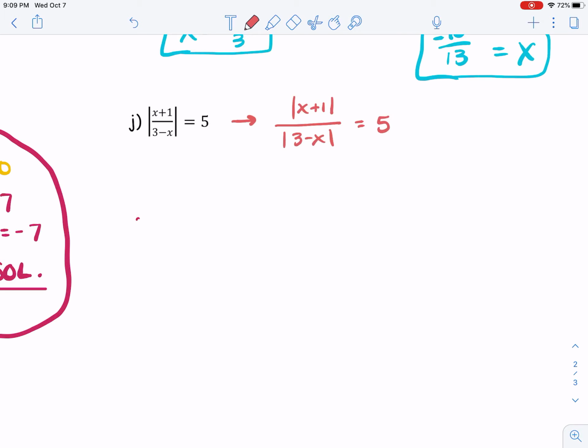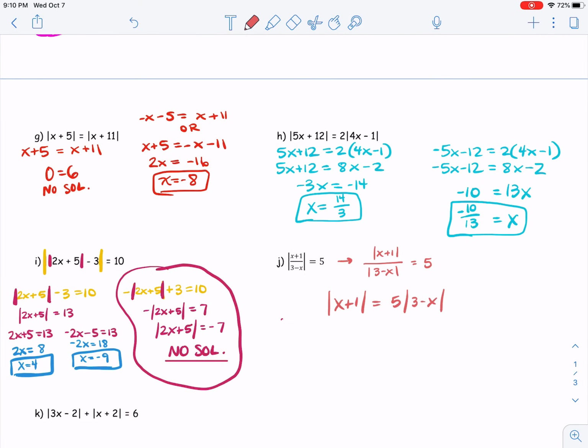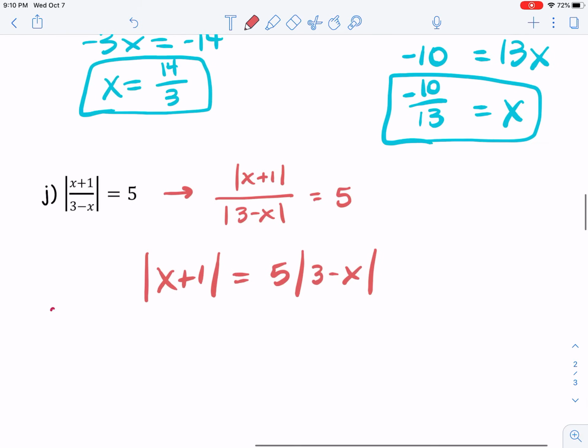My first step is isolating the absolute value. So to get the absolute value of x minus 1 by itself, I'm going to multiply both sides by my denominator. So I'm going to end up getting the absolute value of x plus 1 equals 5 times the absolute value of 3 minus x. So now one of my absolute values is isolated, and this is exactly like what we did earlier in example H, right above it.